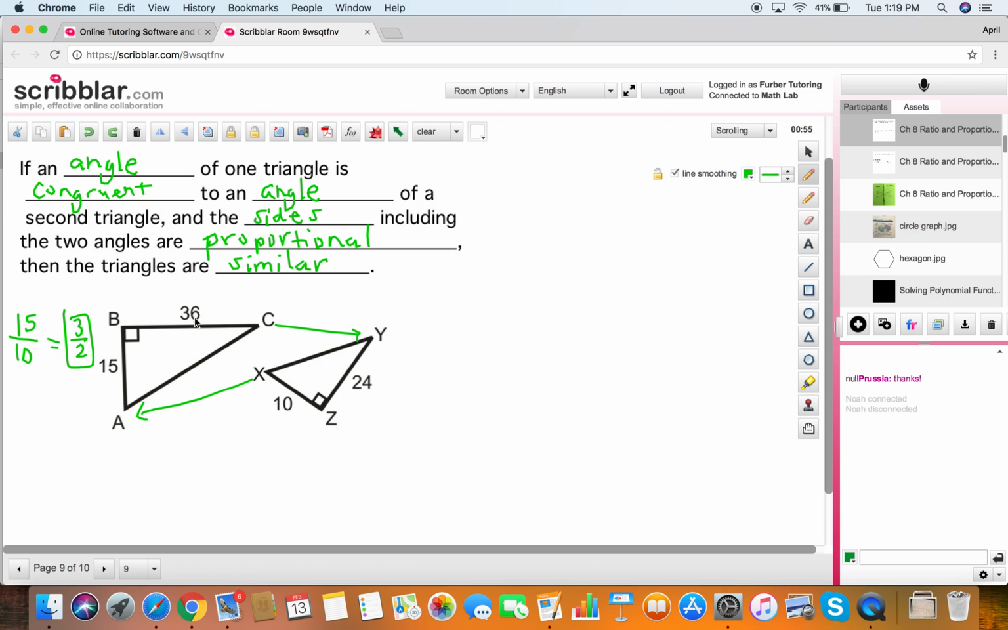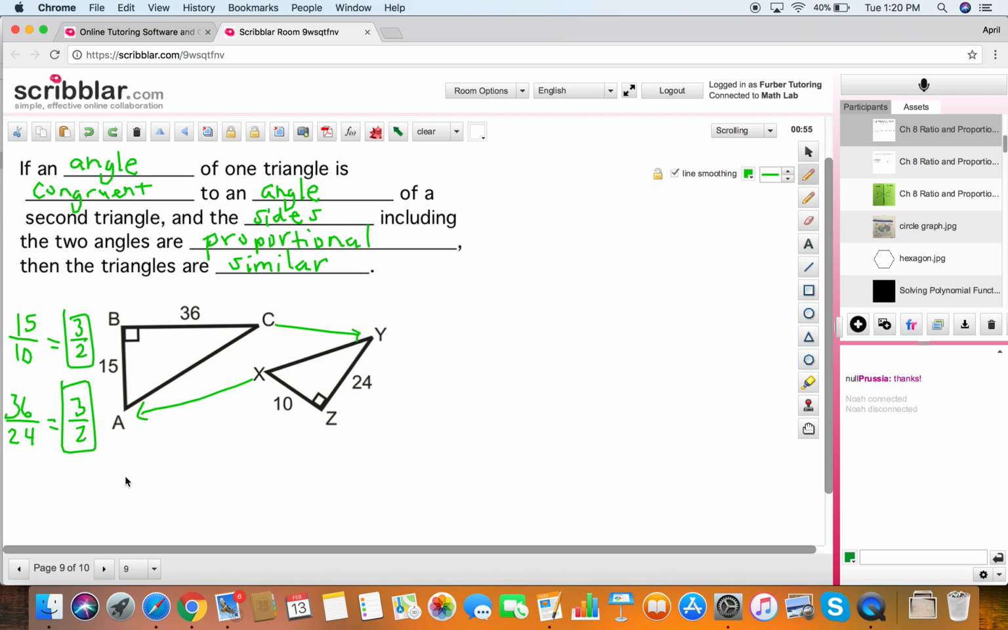And then if I do the same thing over here with this 36 and 24, I should get the same thing. And if I reduce both of those by 12, I do get 3/2. So those two sides are proportional. So let's go ahead and write out all the things that are true to make this side angle side similarity.